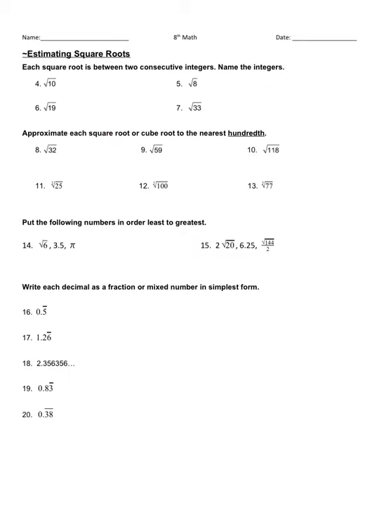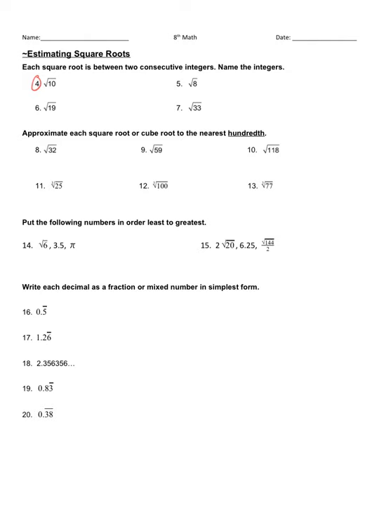Okay, on the second page, this is where we get into our square roots. Number 4, the direction says each square root is between 2 consecutive integers. Name the integers. That just means 2 whole numbers in a row. Consecutive means in a row, like 9 and 10, or 14 and 15. So all we're going to do is take number 4, square root of 10.